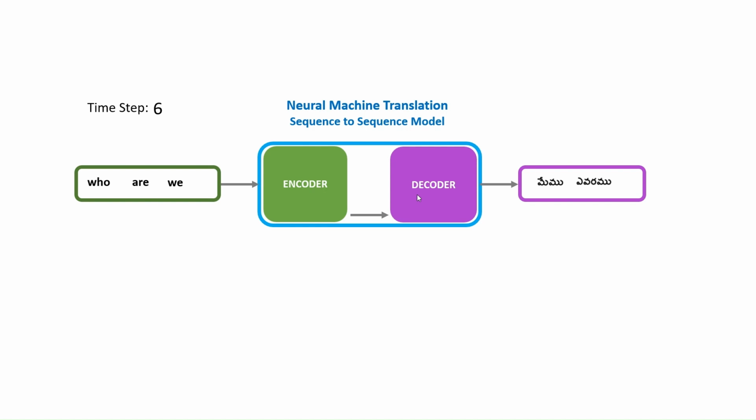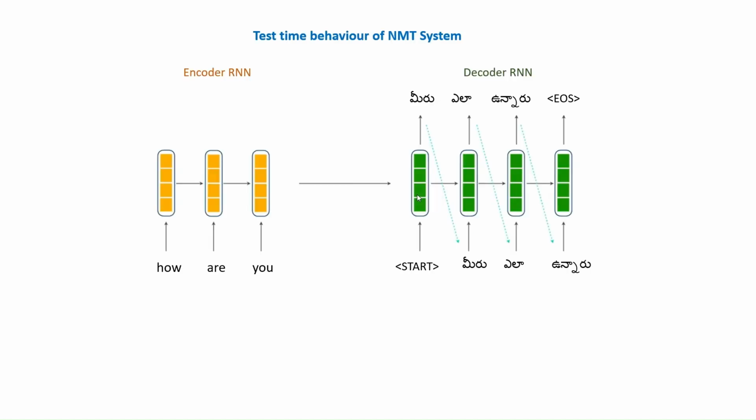Let's see an example. Imagine that you already trained an NMT system, and this is how it would behave at test time. At different time steps, you feed the tokens from the source language sentence, and the last hidden state will have the encoded version of the entire sentence. This context vector is the initial hidden state information for the decoder, and this produces the first output, miru, and that will be directly fed as input to the next hidden state, which produces the next token, ella, and this will be fed as input to the next hidden state, and it produces the next token, and this process continues until it generates the end token in the target language.